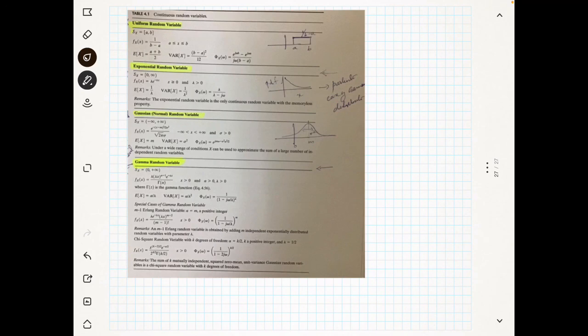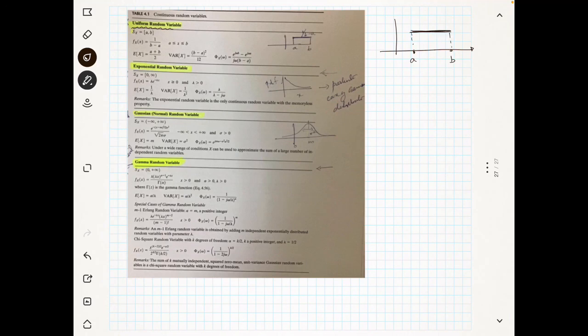The first one actually is the uniform distribution. You can see this is the uniform distribution, UD. Uniform distribution means the density function will be something like this. It will take this form. That means, suppose a uniform distribution is defined between A and B, then it will always be uniform, constant, between A and B.